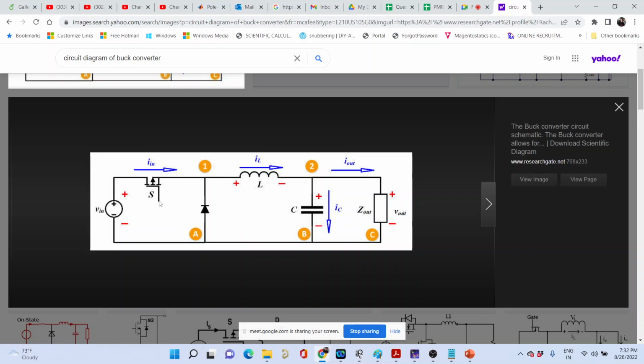You are creating a channel. Yes. How do you create the channel? Between drain and source, by applying a positive voltage across VGS. You have to apply a positive VGS at the gate terminal. Then only the switch will be turning on, right?